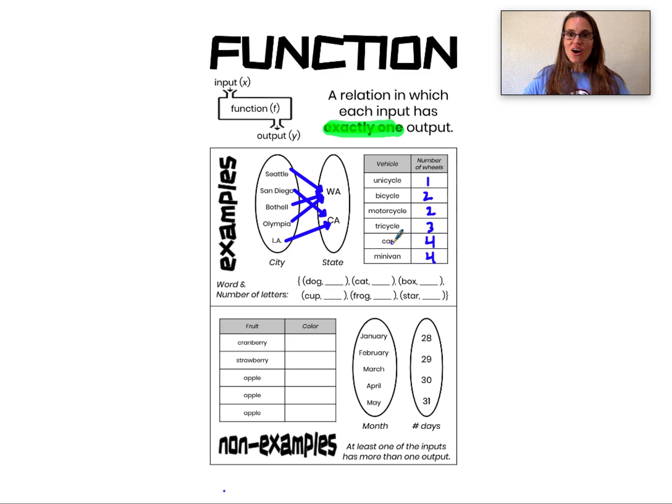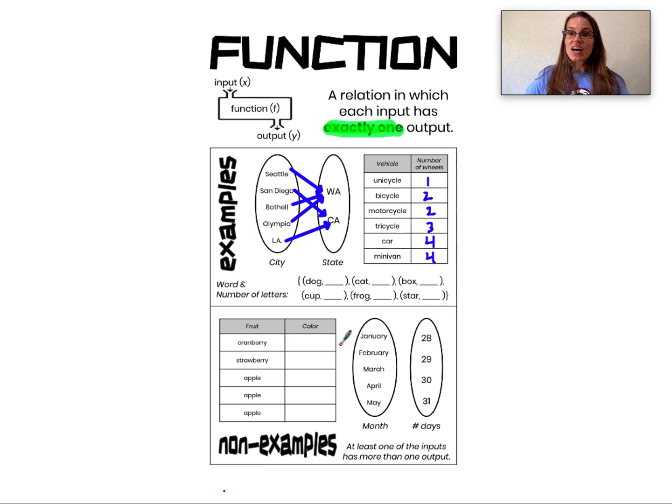Similarly, input of car, always the same output, 4 wheels. Every minivan, output of 4 wheels. It's okay that cars and minivans both have 4 wheels. It's okay that bicycles and motorcycles both have 2 wheels. What's important is that each input has exactly one output. Every motorcycle, assuming this table is true, has exactly 2 wheels.